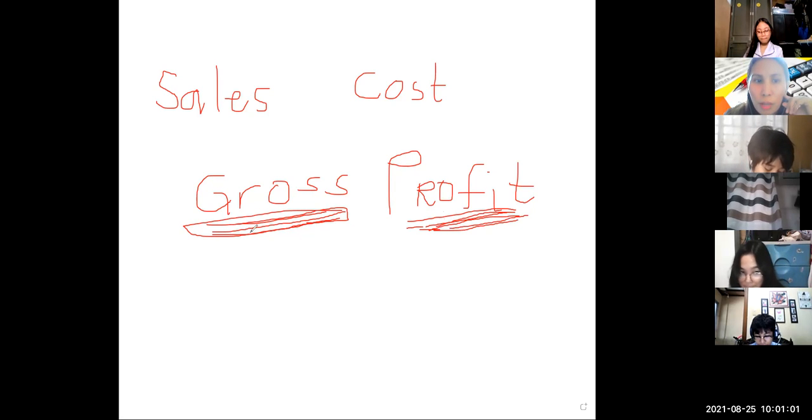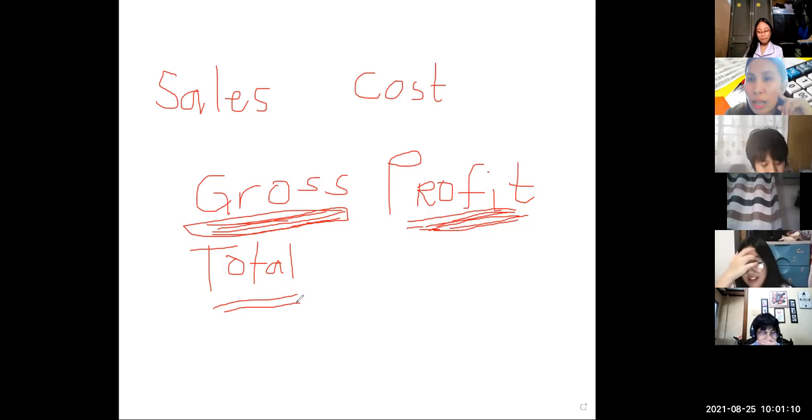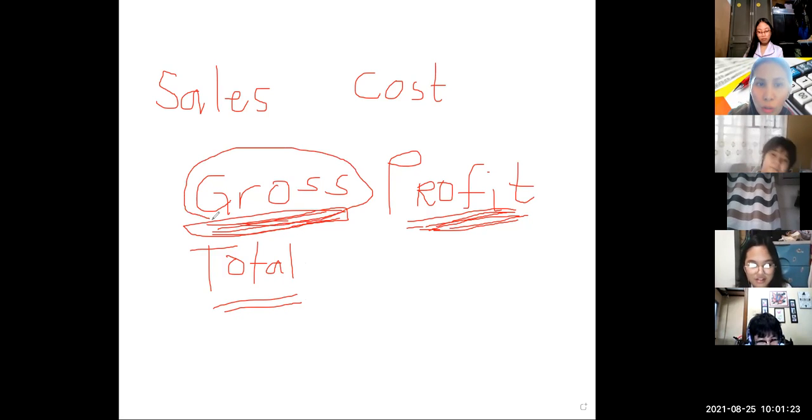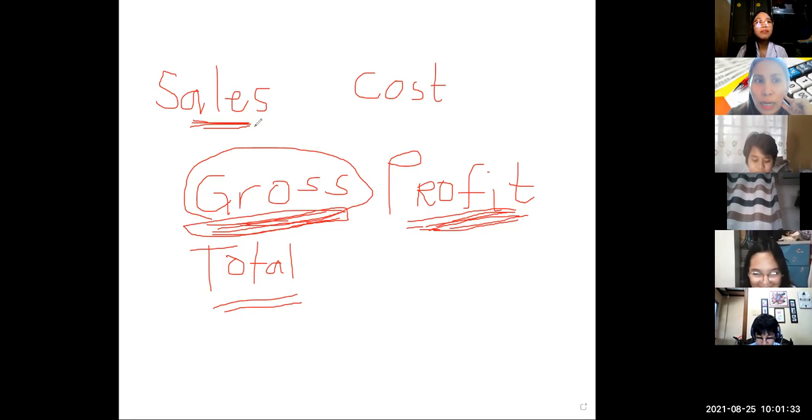Okay. When we say gross, it means total. Meaning, without deductions, without lahat ng ginagastos nyo, without subtracting yung mga kinikita. Okay, gross. When we say sales, ito yung total income. Okay, sales. Total income.